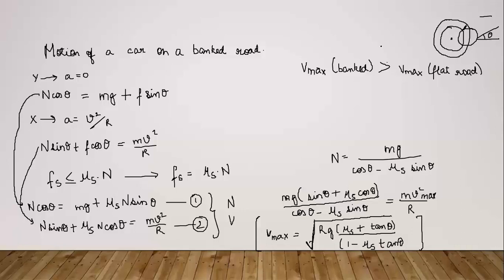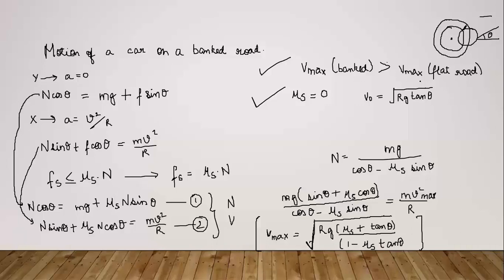Now, another point to be noticed here is that when we put mu s equals 0 in the final expression, we will get some value of v which will be under root rg tan theta. Okay, so what does this mean? Mu s equals 0 simply means that there is no frictional force, that is, the coefficient of friction is 0. No frictional force is needed to provide the centripetal force.